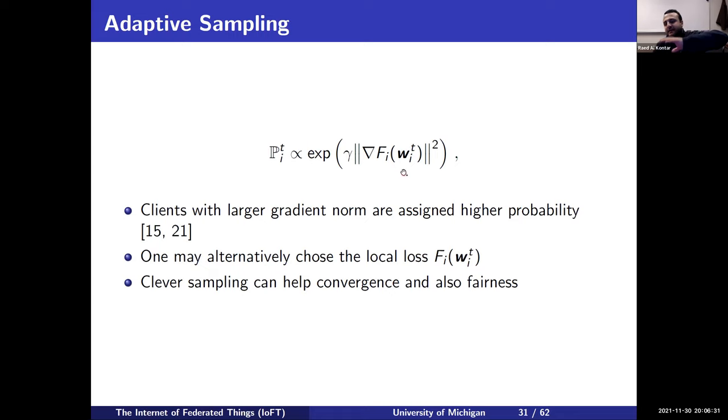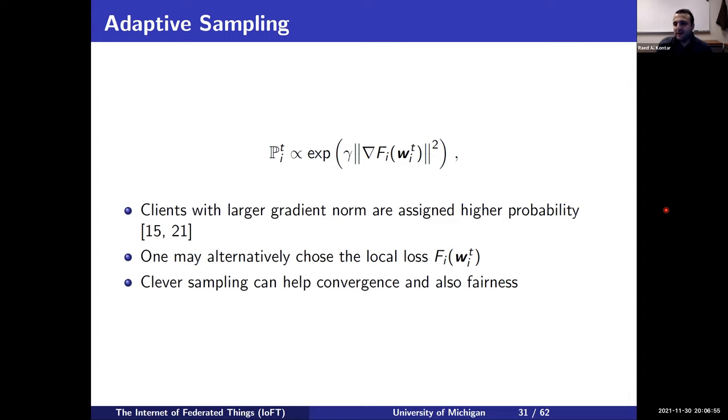So basically, if the client has a large gradient, that means their model has not fit well yet. So let us sample this client more. Let's increase the probability of sampling such a client. Alternatively, one can just remove the gradient and use the loss function. Basically, if you still have a high loss, that means you have not optimized the model enough, then perhaps let's increase the sampling in such a client.